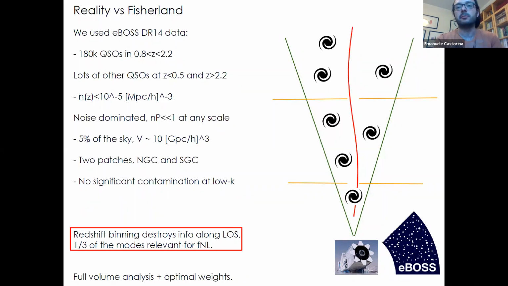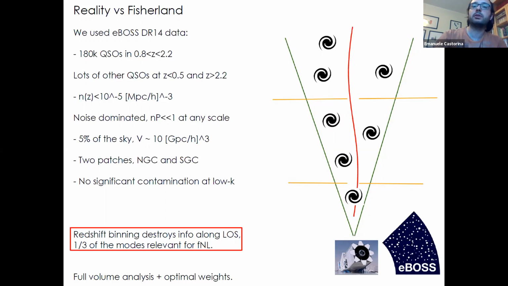So this is not exactly the best sample you would use to test an optimal estimator which minimizes sample variance, because here basically every mode is going to be dominated by shot noise rather than by cosmic variance. It's a small fraction of the sky, about 5%, but because it's very extended in volume, about 10 gigaparsecs, it's a lot of volume. And there are two separate patches, North Galactic Cap and South Galactic Cap. The people in the eBOSS team have done an amazing job trying to remove the contamination at low k, and we find almost no contamination. They will find a bit, and I'm going to say a few words about it, but basically we do not find any systematics at low k that would generate a very large positive FNL measurement.